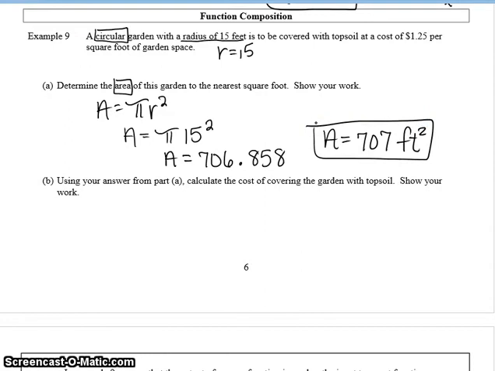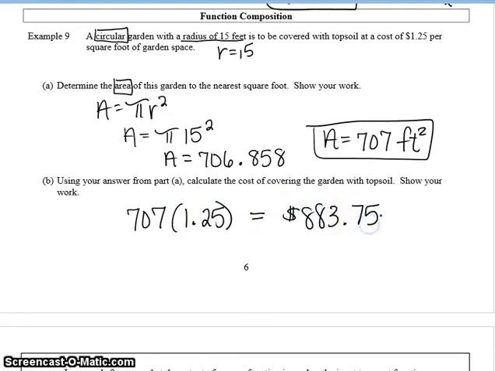Part B, using your answer from Part A, calculate the cost of covering the garden with topsoil. Show your work. Well, if we have 707 square feet and it's $1.25 per square foot, we're just going to multiply that by $1.25, and you'll get $883.75.